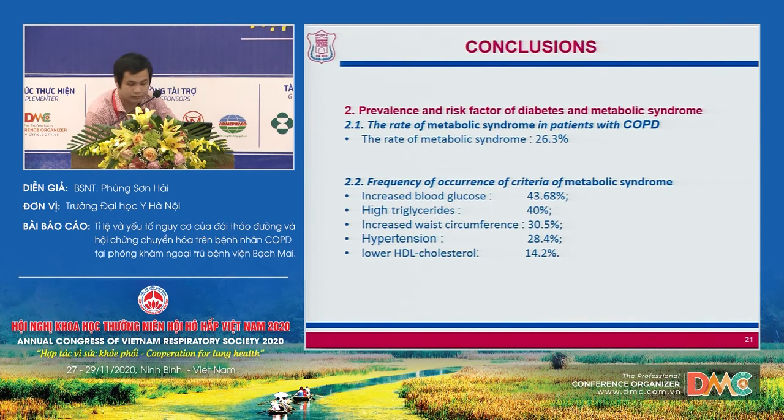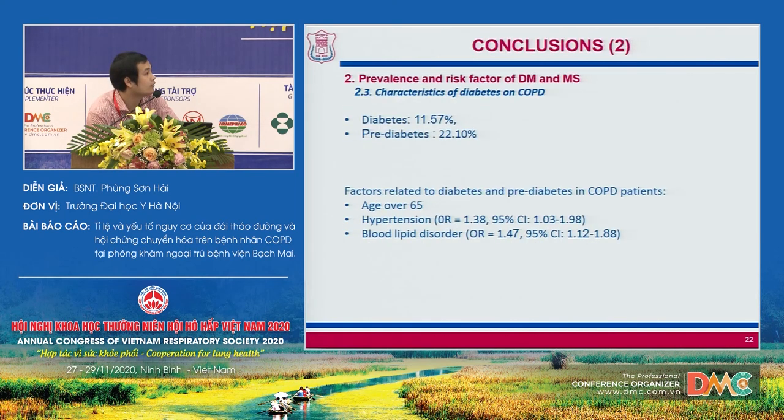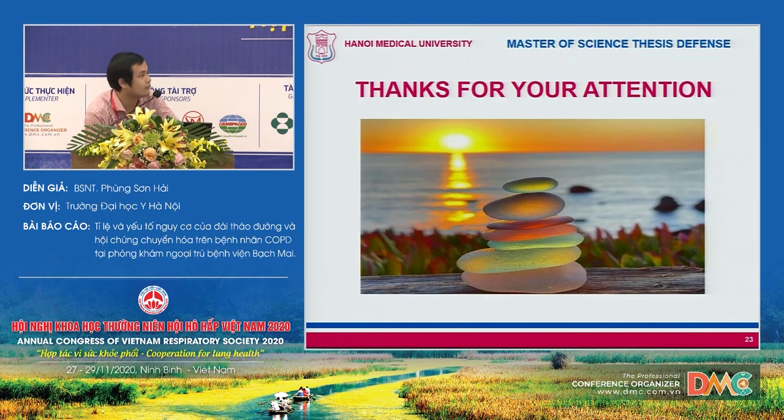Okay, and conclusion. We have the conclusion on prevalence and risk factors of diabetes and metabolic syndrome. Number one, the rate of metabolic syndrome in COPD patients is 26.3%. The most frequent criteria of metabolic syndrome are high blood glucose, high triglycerides, increased waist circumference, hypertension, and low HDL cholesterol. And the rate of diabetes and pre-diabetes: factors related to diabetes and pre-diabetes in COPD patients are hypertension and blood lipid disorder. Okay, time for questions.